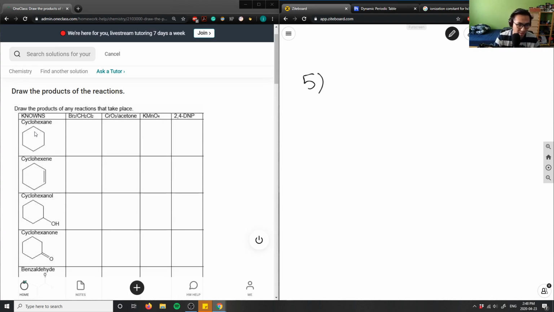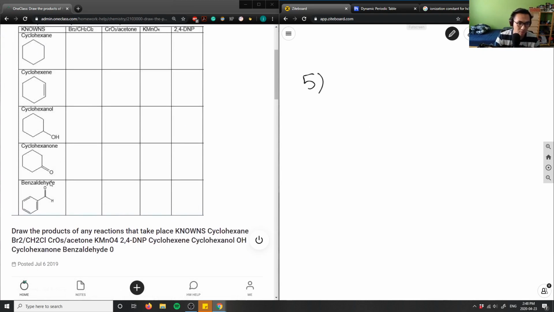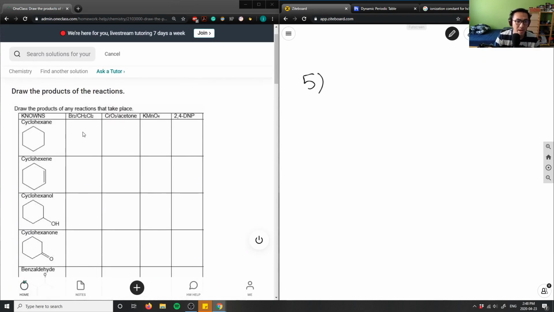So I have cyclohexane, cyclohexanol, cyclohexanone, and benzaldehyde here, and I'm reacting them with Br2 in dichloromethane. This would be a bromination reaction of cyclohexane, but it's under CH2Cl2. I have bromine in dichloromethane, and this solvent is simply a polar solvent for my bromine.